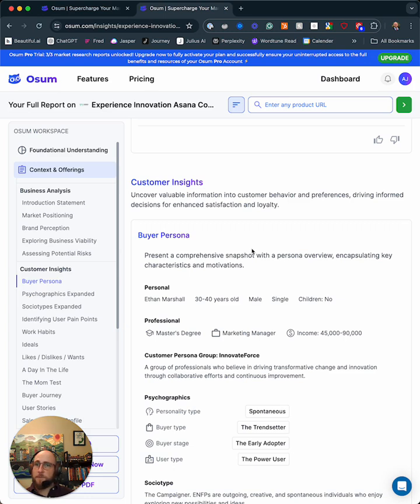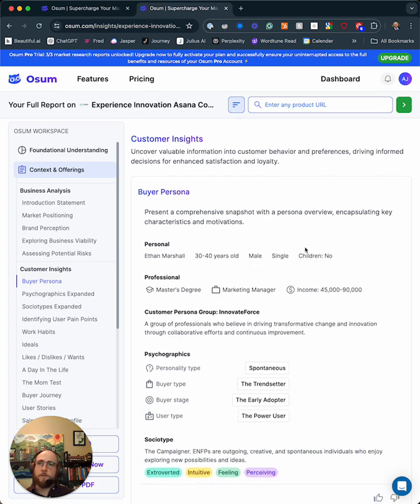So with that, we get into the customer insights. So this part, I personally am not a big fan of buyer personas. I don't feel that they add a lot of value, but I did turn around and want to evaluate the platform, right?